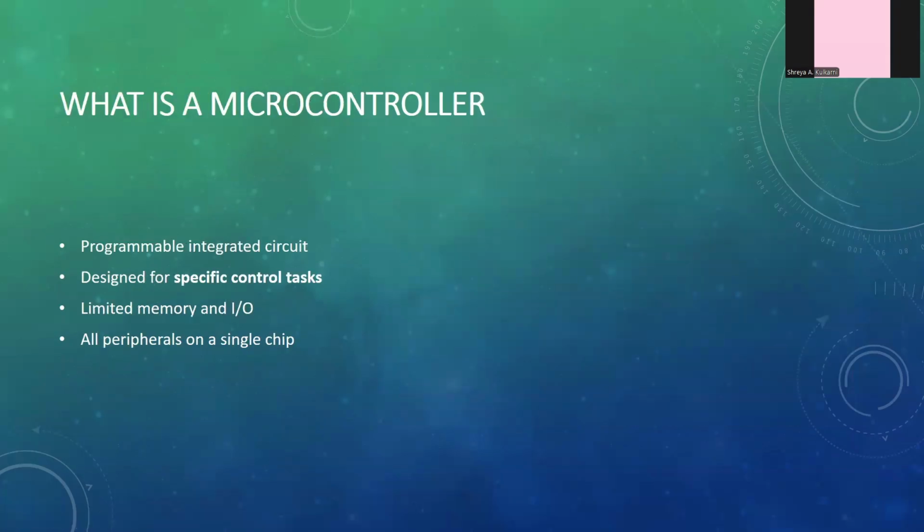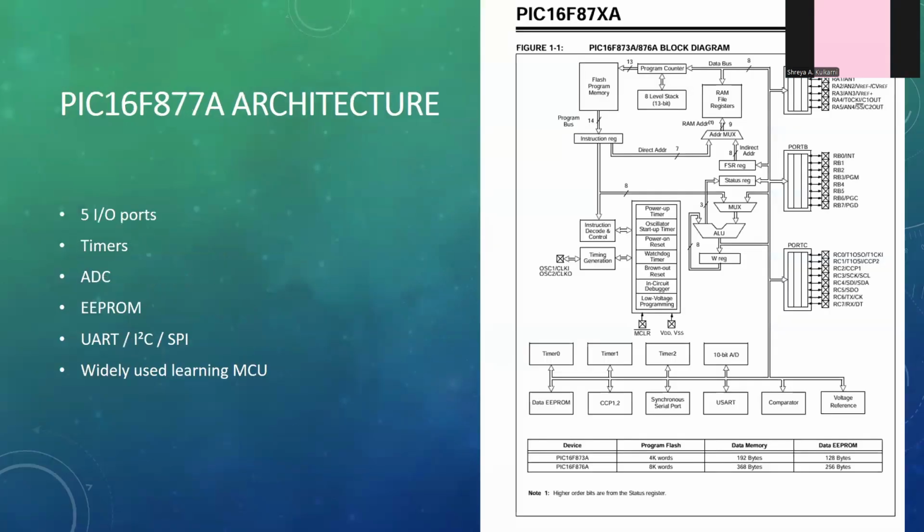So, formally, what is a microcontroller? A microcontroller is a programmable integrated circuit, an IC. It is designed for specific control tasks. It has limited memory, and if additional memory is required, we can use external memories as well. And then there is IO, which is input output. All peripherals are present on a single chip.